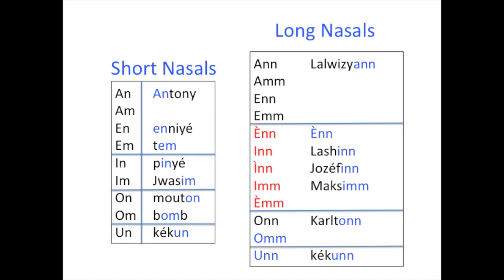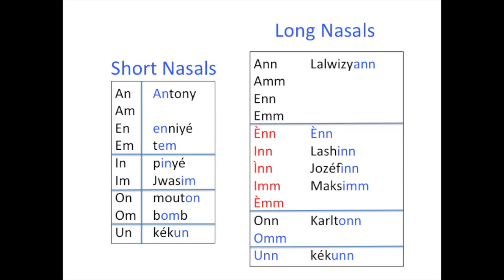Our third group is "on". On can be spelled O-N or O-M. So for the O-N, we have mouton. Mouton is a sheep. It's also a surname in southwest Louisiana. And it also means mutton in English. O-M, bombe, la bombe, a bomb.